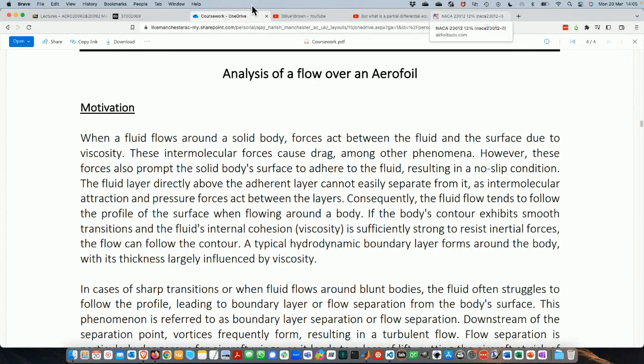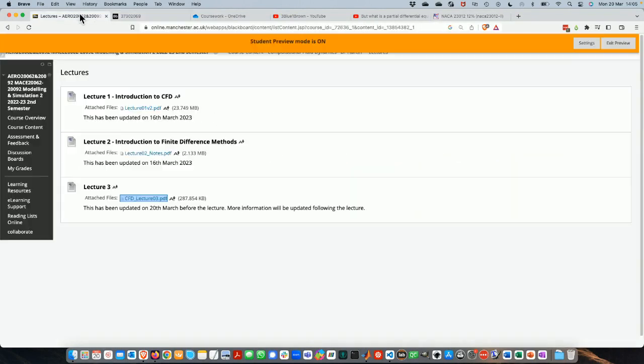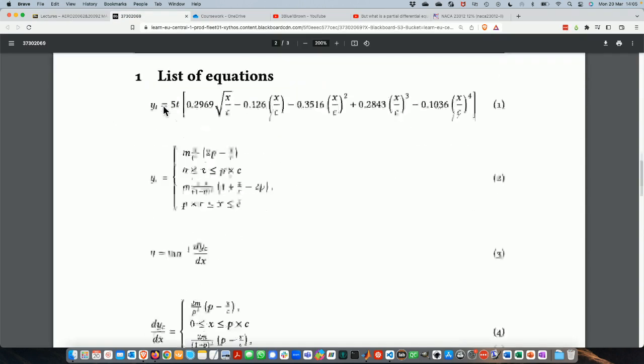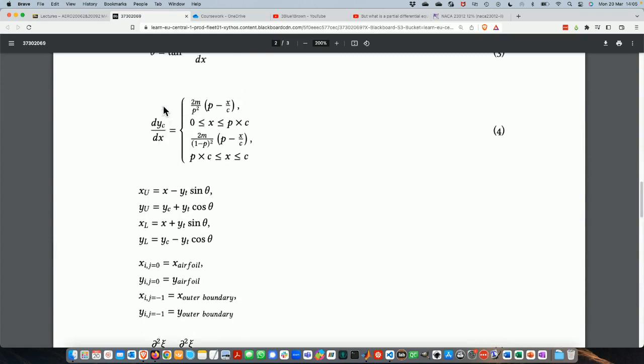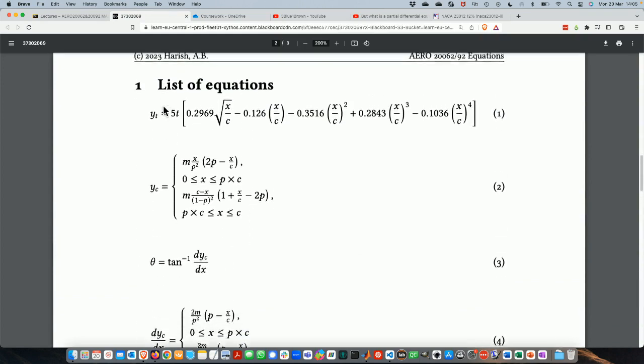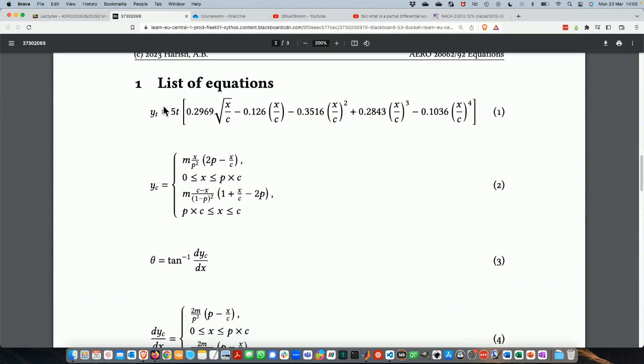Hopefully we can get started. If you go to the blackboard, on lecture three, there's a small PDF that says list of equations. I just wanted to have them rather than sit and write them here. We'll tidy it up after the class and put up a much nicer document for you to work with. It is just a whole bunch of equations which presently mean nothing except scare some people away.